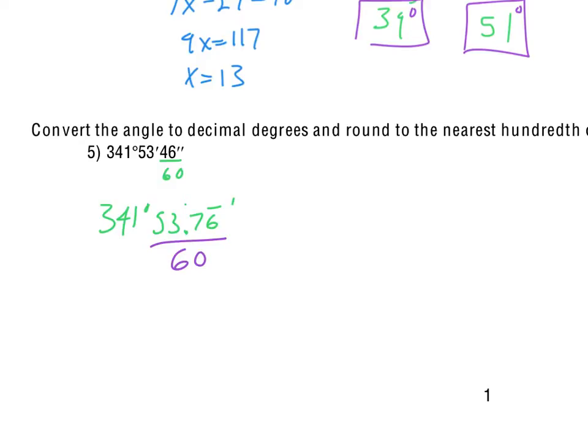It does say round to the nearest hundredth, so that's 2 decimal places. We get 341 point, and I get 0.896, so that would be 0.90. Now, you should have the 0 there so that we can be clear that you are rounding to the nearest hundredth. If we just do 0.9, it looks like you're rounding to the nearest tenth, and that says something a bit different than putting 0.90.